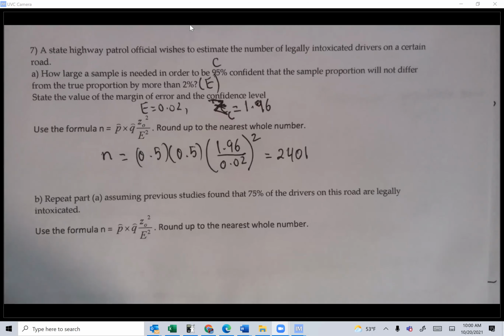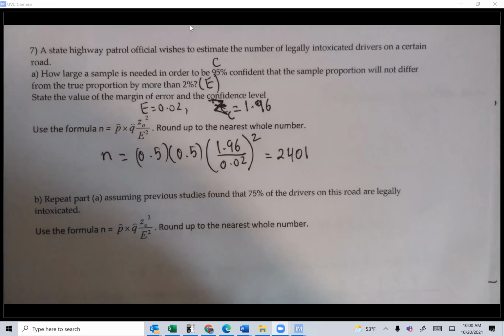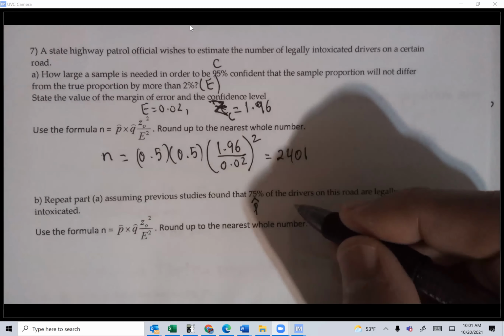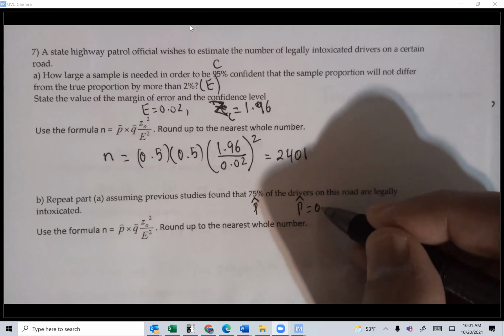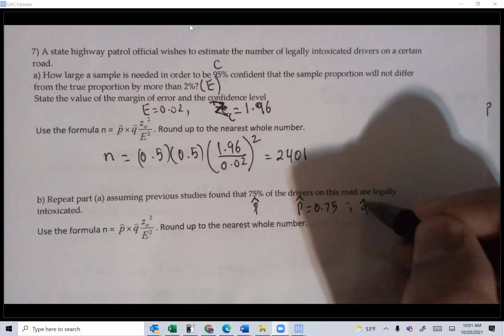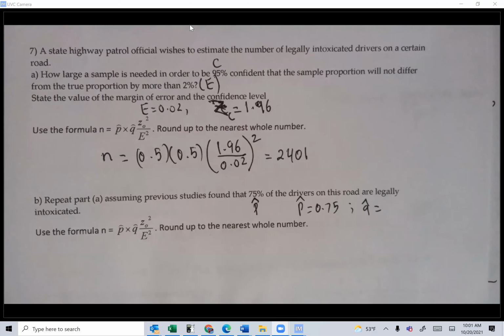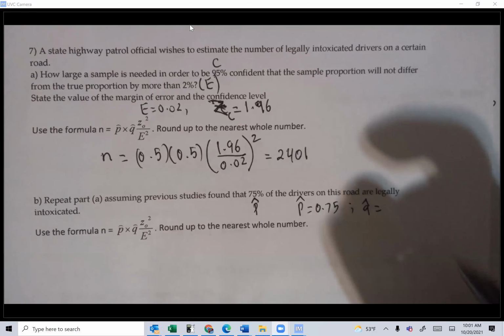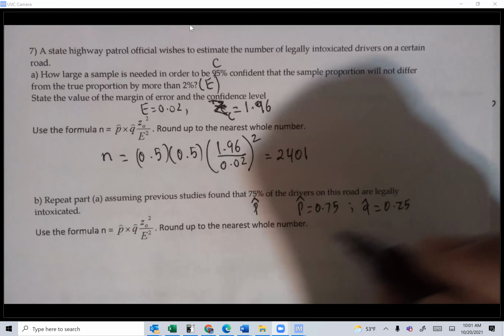Repeat part A, assuming previous studies found that 75% of the drivers on this road were legally intoxicated. Now he gives you P hat. He says, well, we know from previous samples that P hat was 75%. And now, guys, you don't use 50-50 because he gave you the information. So if P hat is 75%, can someone tell me what Q hat would be? Once you know P hat, you know Q hat. 25. Yeah. Thank you.